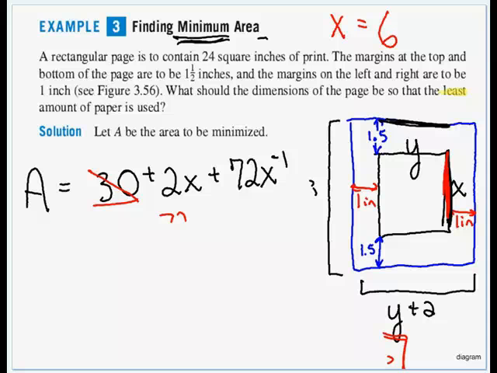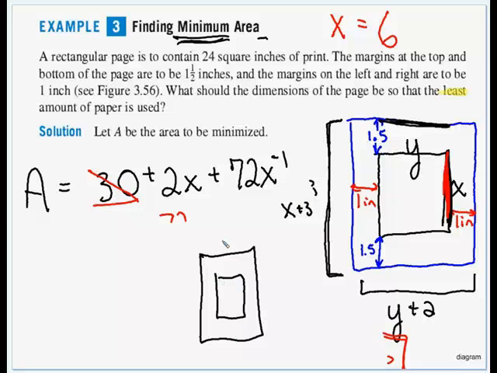So the only thing left to do is actually find the dimensions of the page. If we come back over to here, this was x plus 3. The side of this page was x plus 3. Well, now we know that x is 6. So here's our printed page. And we know that the length of this piece of paper is going to be 6 plus 3, or 9.